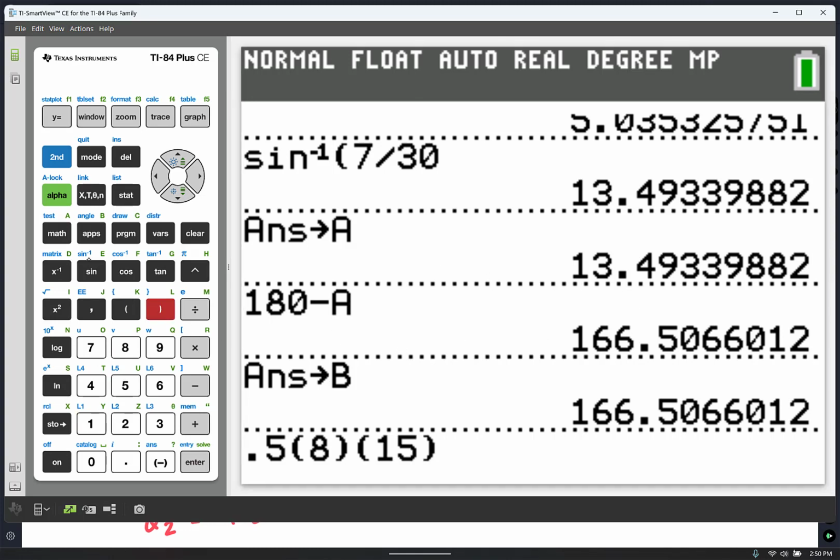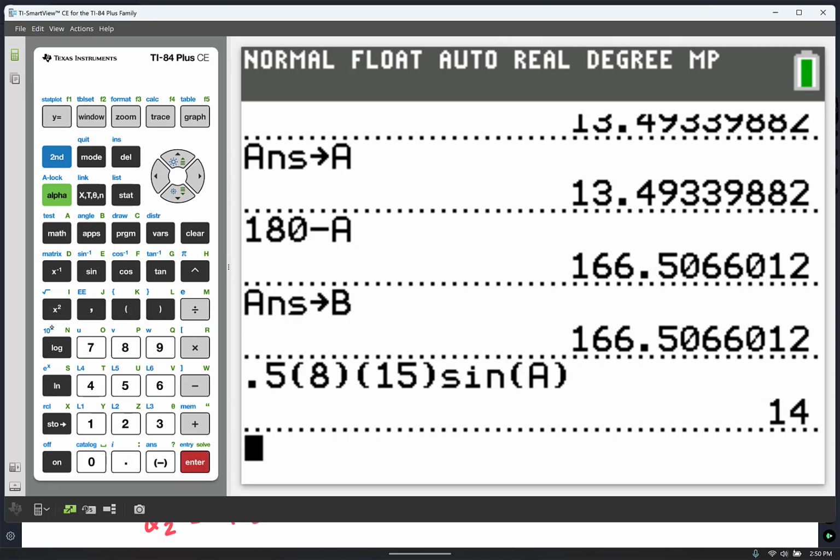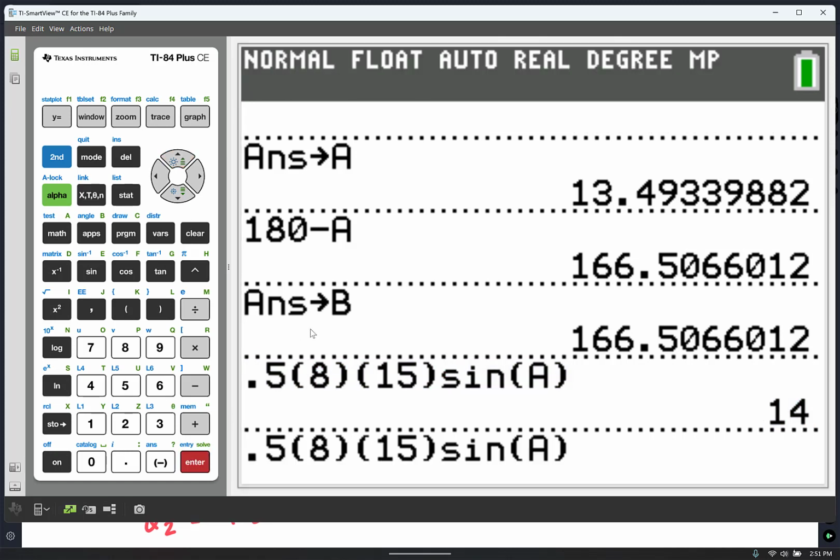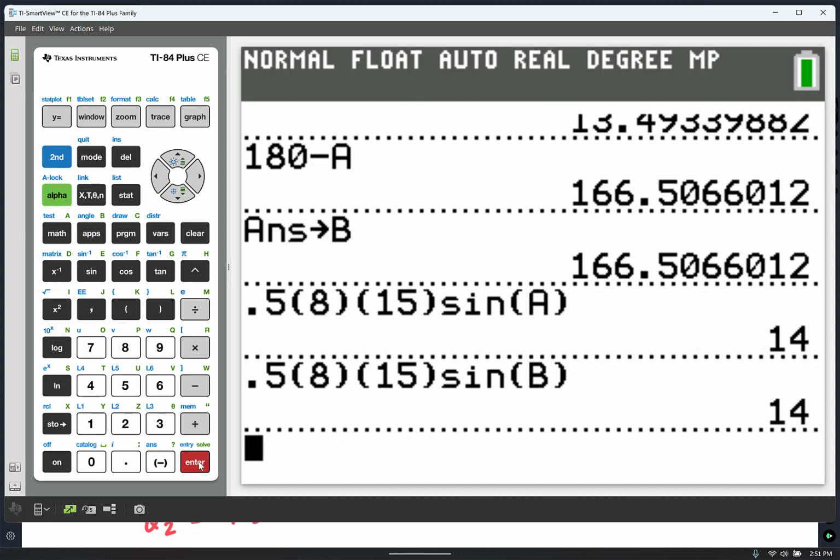So I'm going to do A first. Alpha A. Oh, alpha A with nothing in there. Sine alpha A. Look at this. Push enter. Do I get 14? Now let's do it again. I'm just going to scroll up. And instead of A, I'm going to put what letter? B, because that's the other letter I used. And let's see if I get 14 again. Look at that. One's an acute triangle. The other one's obtuse. Cool or not cool?